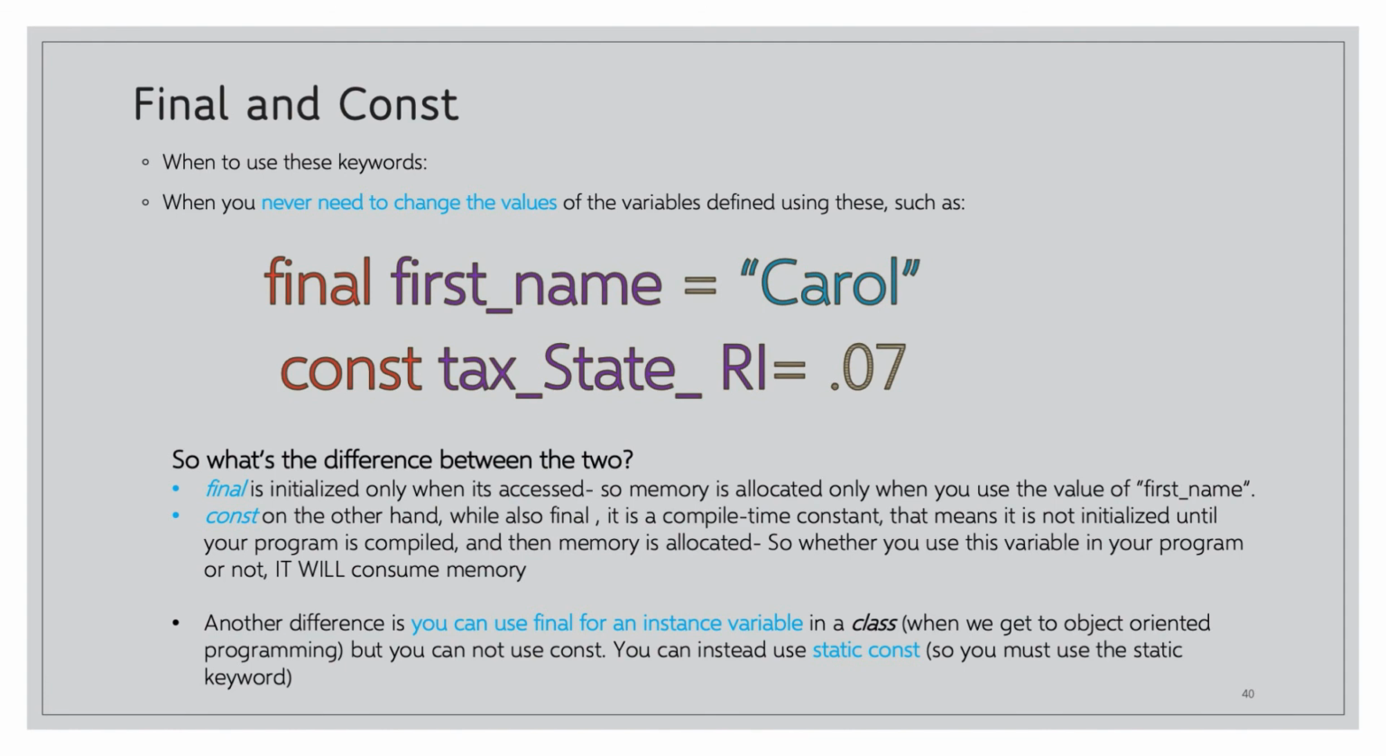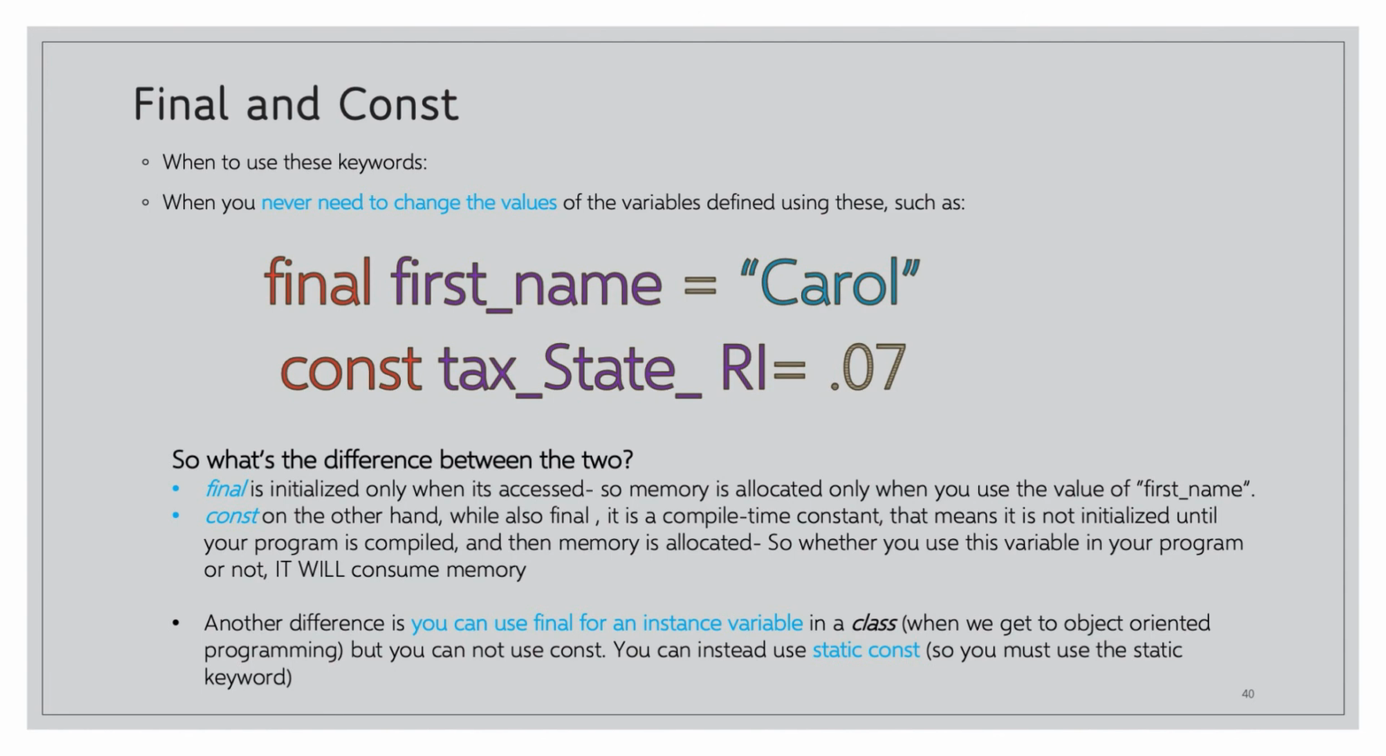And wrapping this up, we're going to talk about the final and const keywords as different ways to declare variables. When would we use these? We would use these when we never need to change the values of variables that are defined. So final, then our variable name is first_name equals Carol, or const text_state_RI equals 0.07. So what is the difference between the two?